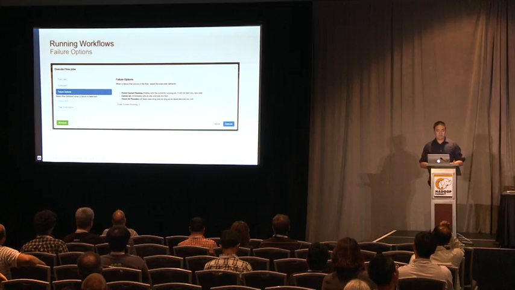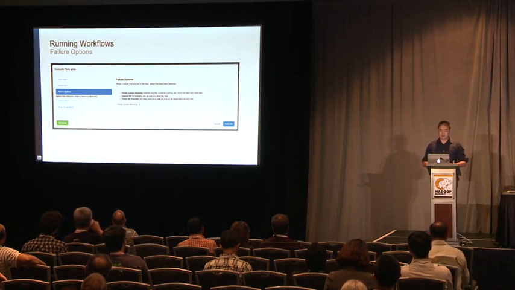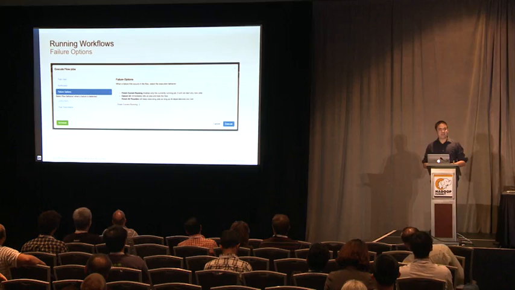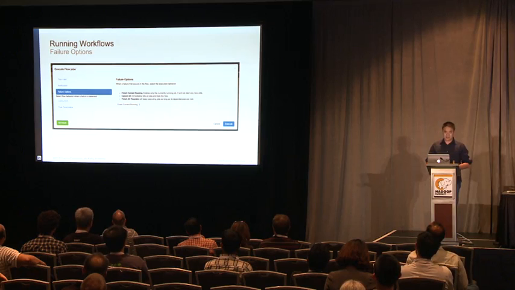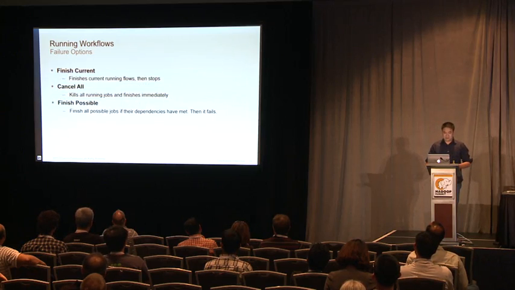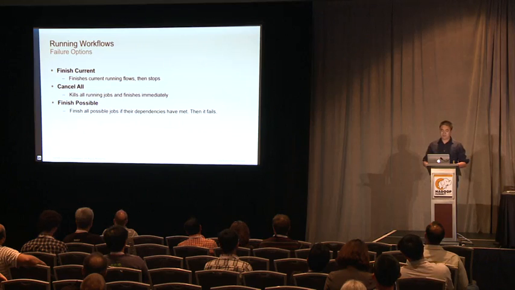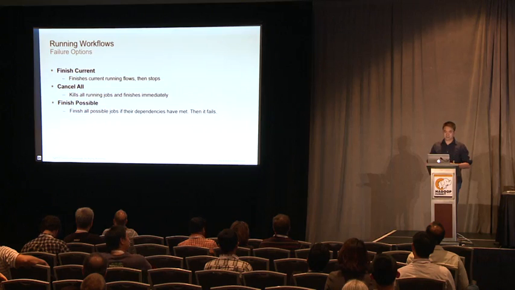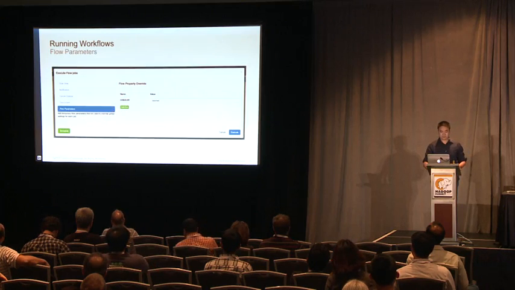And by default, if a job fails, Azkaban will let the currently running jobs finish before killing the flow itself. But when I'm testing my flow, I might want to change the behavior of when the failure is caught. So I can click on the Failure Options tab and select which behavior I want. And so aside from letting the currently running jobs finish, I can also have Azkaban kill all the jobs immediately when one of them fails, or I can have it continue running as many of the remaining jobs as possible. And I can do all this through the UI.